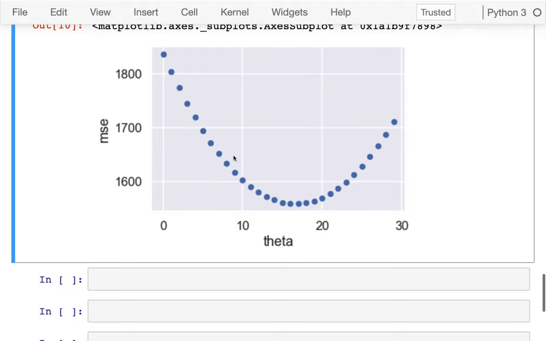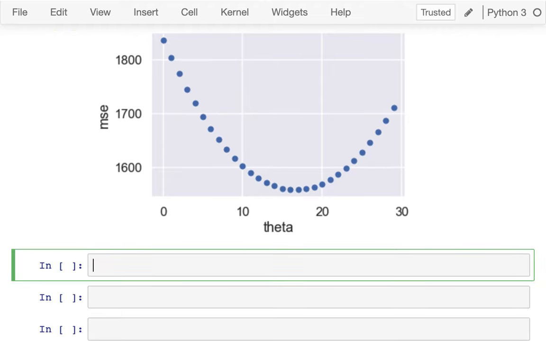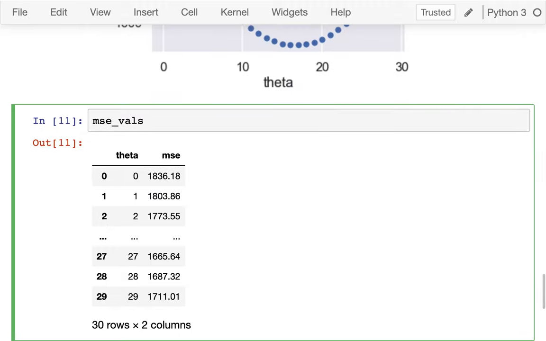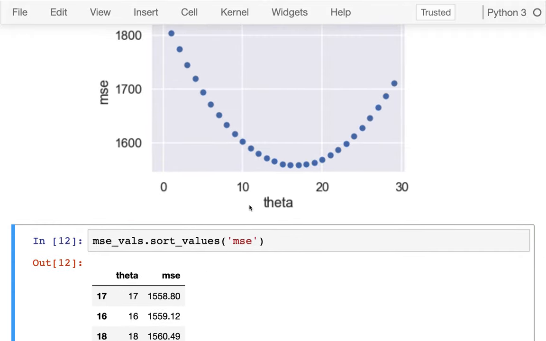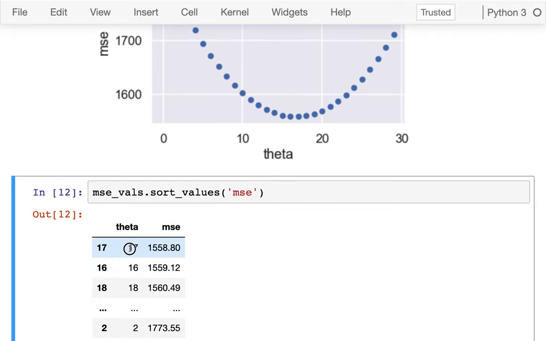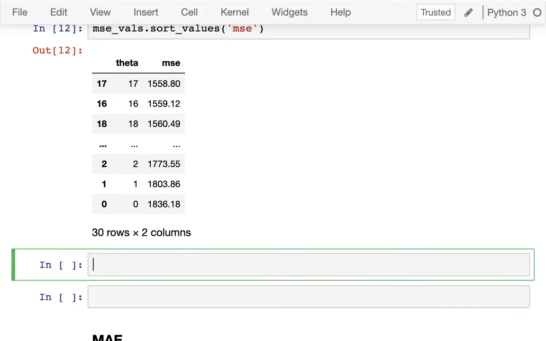Okay. Now you'll notice that this loss curve kind of dips down here, and we see here some small mean squared errors in this region. We can find out what those thetas are by looking at my MSE vals, and I can just sort values by the MSE. Okay, so we see here that on this curve, the theta choice of 17 gives me the smallest mean squared error, but we happen to know that the minimizing value for the mean squared error is the mean of my data set. So I can actually find the exact minimum of this loss by taking the mean.